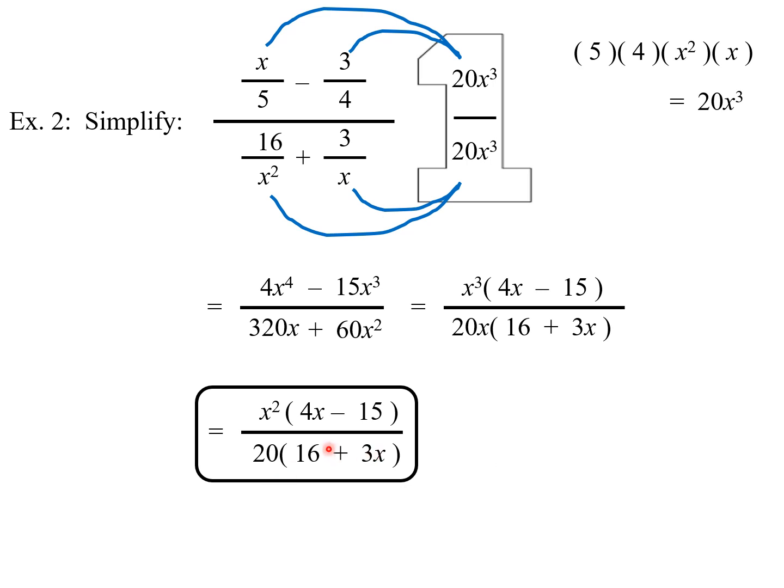I suppose you could turn this expression around and write that as 3x plus 16 if you wish. You don't need to, but you could. It wouldn't make any difference at all. All right, so this is our answer here.